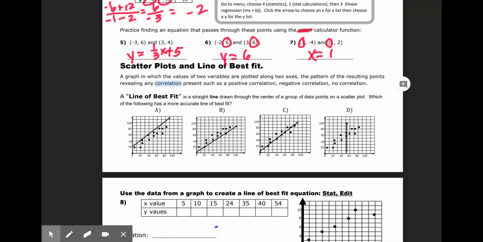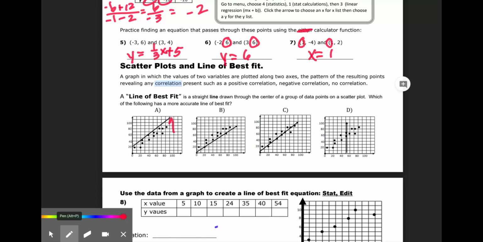A line of best fit is a straight line that's drawn through the center of a group of data points on a scatter plot. And then it says, which of the following has a more accurate line of best fit? So you just want to make sure that your line goes straight through the set of data. Like you want an equal amount of points on the left side as you do the right side, or above the line as you do below the line.